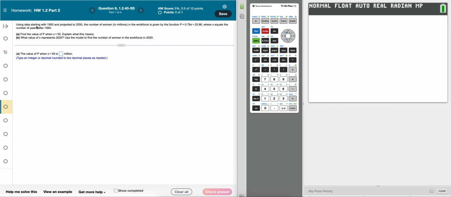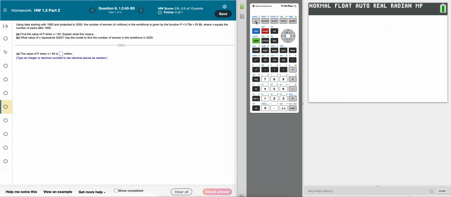So it says, using data starting with 1950 and projected to 2050, the number of women in millions in the workforce is given by this function. P is 0.79x plus 20.86, where x equals the number of years after 1950. And then we're asked to find the value of P. P here represents the y value when x equals 50. And then what value of x represents the year 2020, and we're going to find the number of women in the workforce in 2020. So again, this is a problem that we can use the table in the graphing calculator to answer.